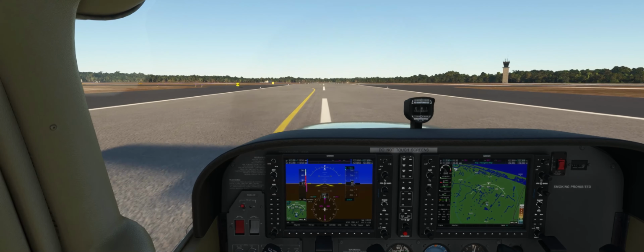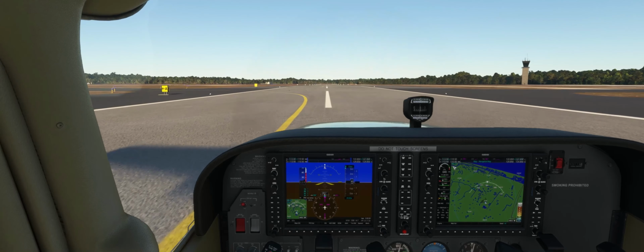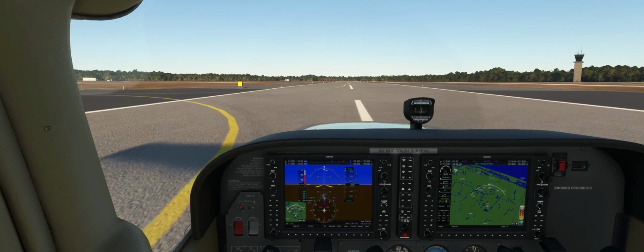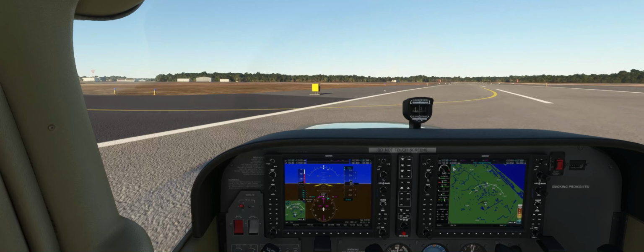Now, if you can do that every single time, you can make very good, very consistent landings, and that's the basic traffic pattern.